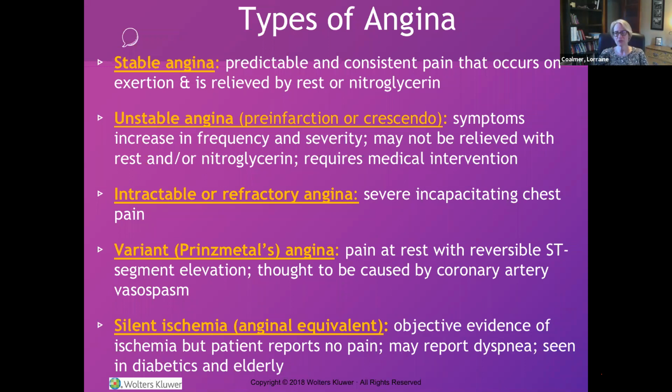Intractable or refractory angina, severe pain. And I've had patients infarct right in front of me and say, you know, it's a 10 out of 10 and they're nauseated and somebody's sitting on their chest and it's terrible, terrible pain. No matter what I give them, morphine, nitro, still with chest pain. Variant or Prinzmetal angina at rest with reversible ST segment elevation. So I think Debbie taught you guys how to read the PR, the QRS, the ST segment.